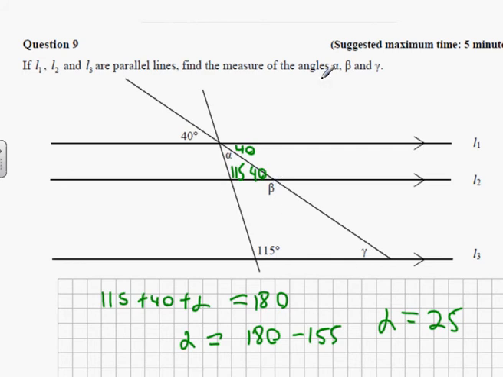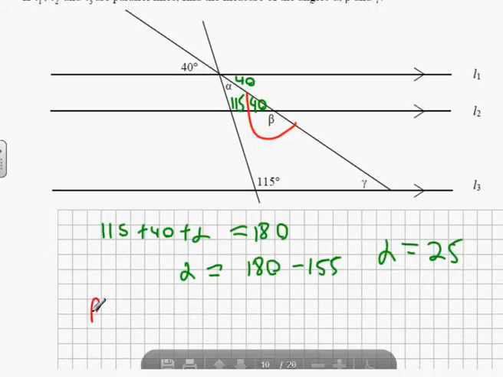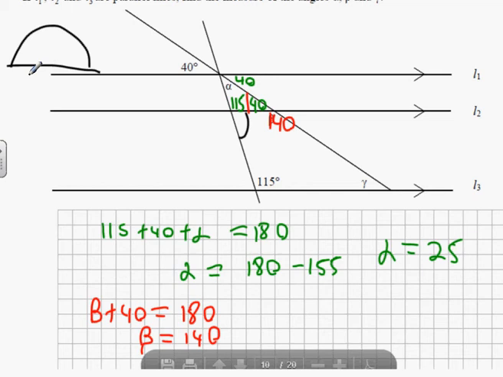Now finally, what can we say about this angle here? 180 degrees. Yeah, so B plus 40 equals 180. Beta therefore equals 140. Okay. Now, what can we say about this angle here? Black angle. 115 plus 65 will equal 180. So what does that mean about that black part there?